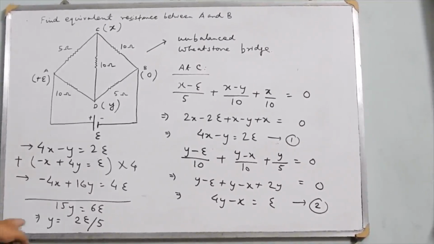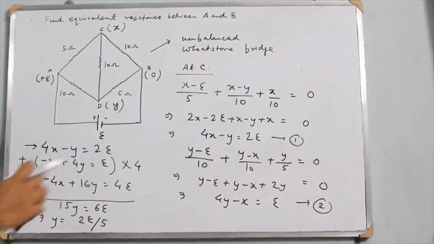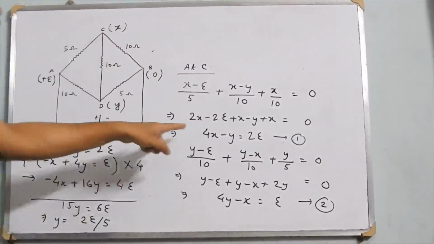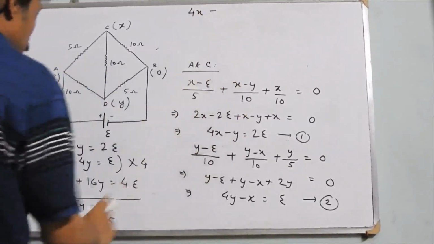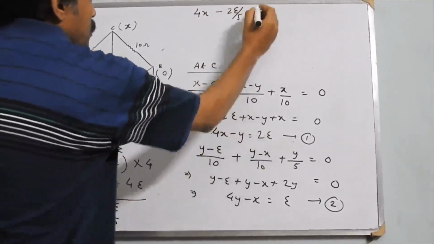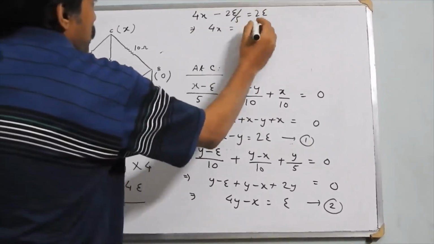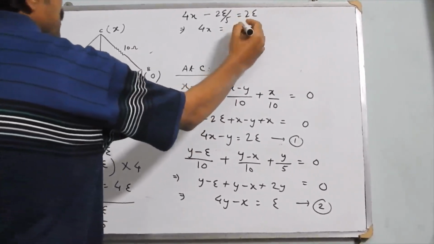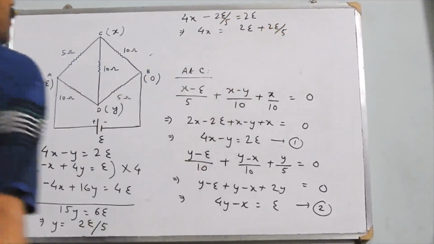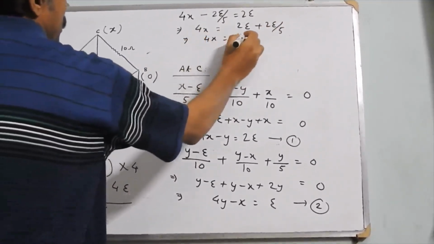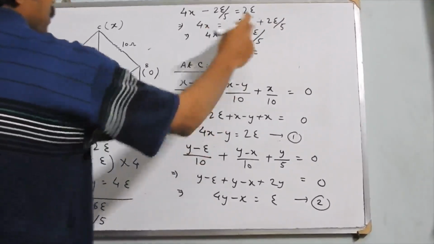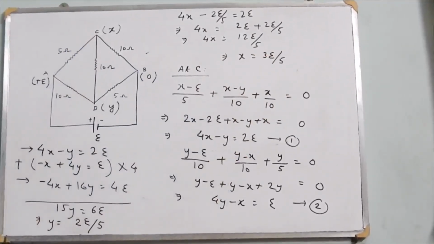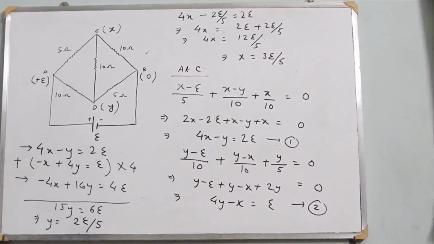And now if I substitute the value of y, 2 epsilon by 5, into the first equation, what I get is 4x minus y, that is 2 epsilon by 5, is equal to 2 epsilon, which means 4x equal to 2 epsilon plus 2 epsilon by 5, that is 12 epsilon by 5, which means that x equal to 12 divided by 4, which is 3, so this is 3 epsilon by 5. So we have found x and y.